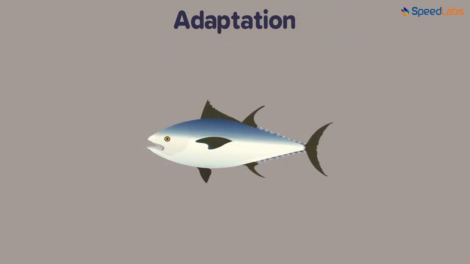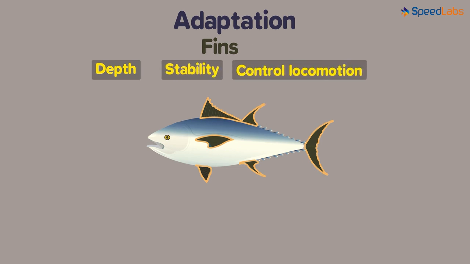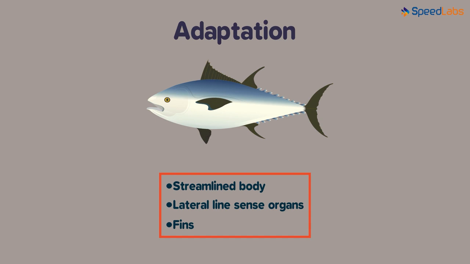Aquatic animals do have one more special characteristic. It's their fins. They possess both paired and unpaired fins to help them perform various functions inside water. These functions include maintaining their depth, stability, control locomotion, and much more. These were a few adaptations that are seen in aquatic animals.